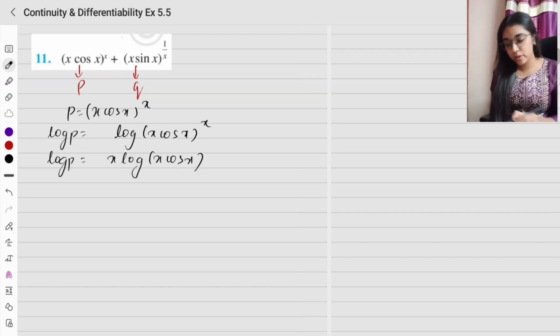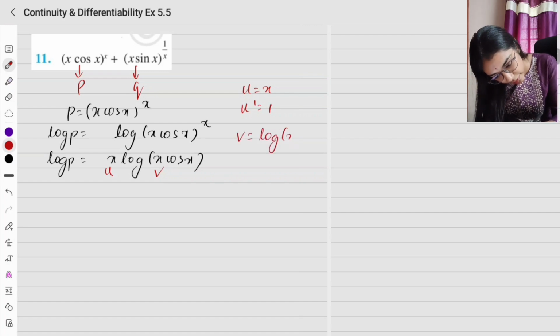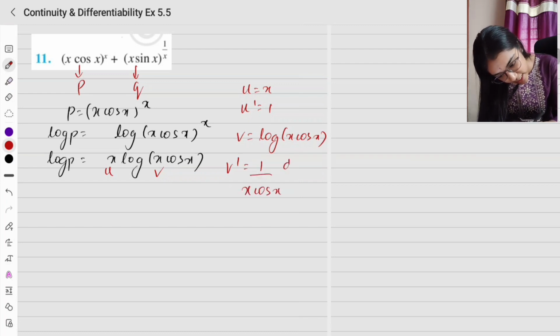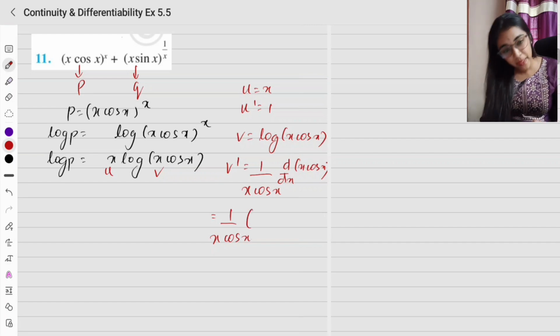So there are two different terms. So this is my u and this is my v. So u is equal to x, u dash is equal to 1, v equals log of x cos x. So what is going to be my v dash? V dash is 1 divided by x cos x, d by dx of x cos x. So what is the derivative of x cos x? D by dx of x cos x, the 1 divided by x cos x stays as it is, times the derivative of x cos x.